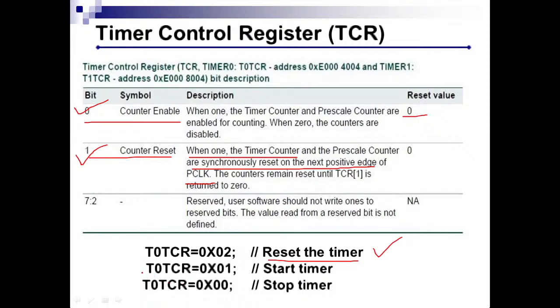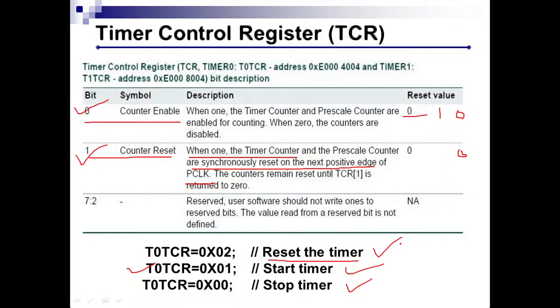If you give the instruction T0TCR equal to 0x01, that means my bit 0 is 1 and bit 1 is 0. Bit 0 being 1 means the timer or counter will be enabled. So it will start the timer. And if you want to stop the timer, then you have to make everything 0. That means you have to make this 0 and this 0. It will stop your timer or counter, whatever you are using.